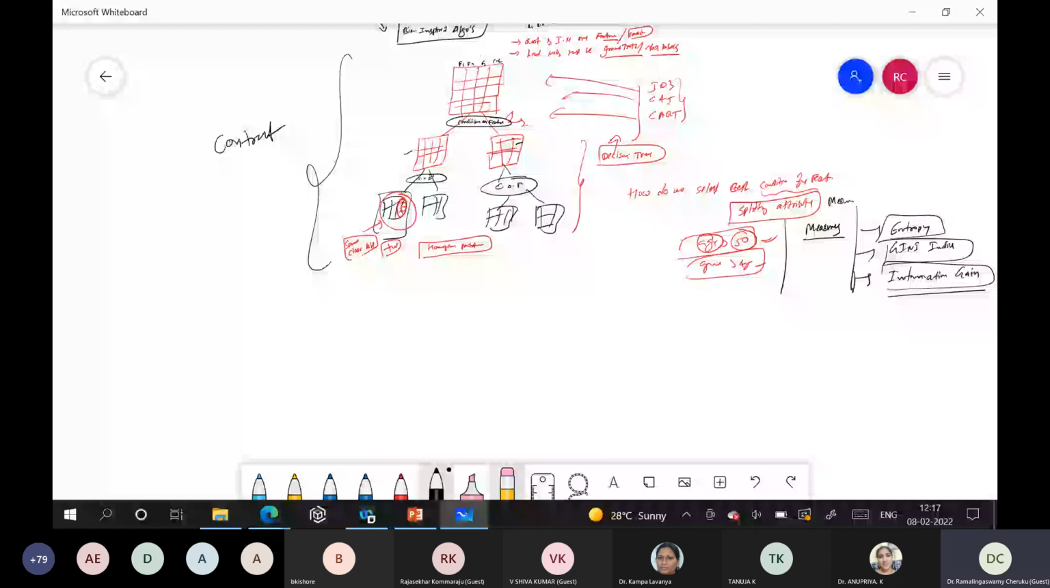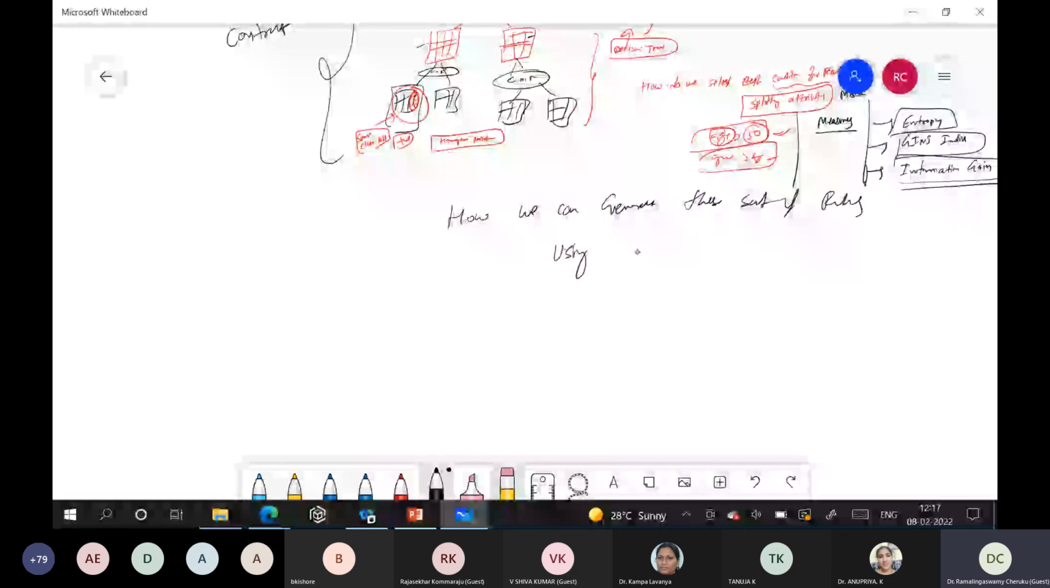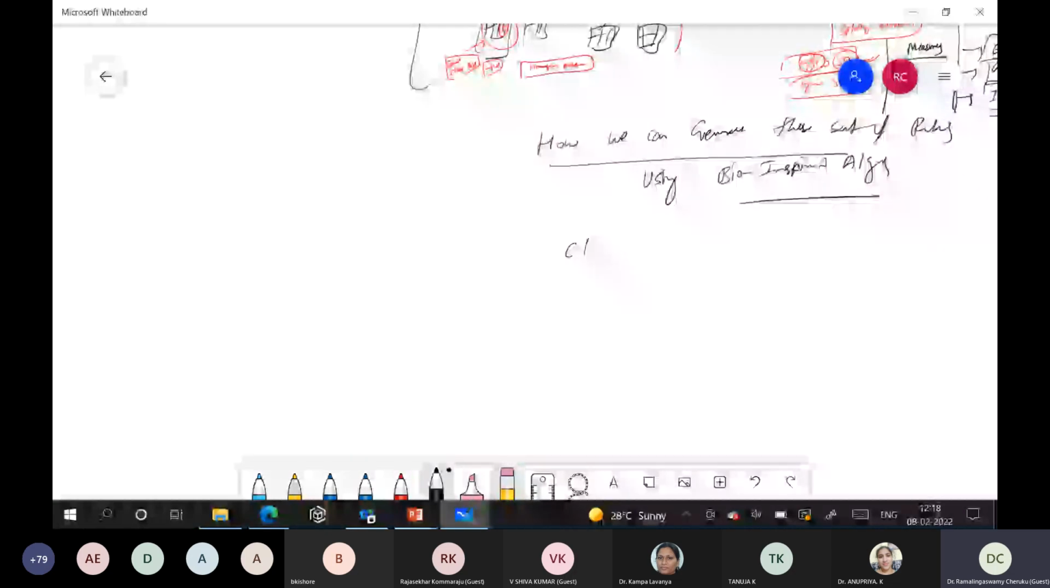Now let's see how we can generate these sort of rules using a bio-inspired algorithm. That is our topic for today. So let's see how we can use the bio-inspired algorithm for generating rules, strictly speaking, classification rules.